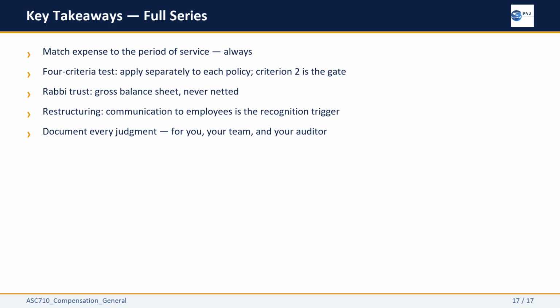5 principles to carry from this entire series. First, match the expense to the period of service. That is the foundation of every rule in ASC 710. Second, the 4 criteria test applies separately to every policy, and criterion 2 is the most common point of failure. Third, rabbi trust assets are always presented gross on the balance sheet. Fourth, restructuring liabilities require employee communication before recognition. Fifth, documentation is not an afterthought. Your judgment is only as defensible as the paper trail behind it.